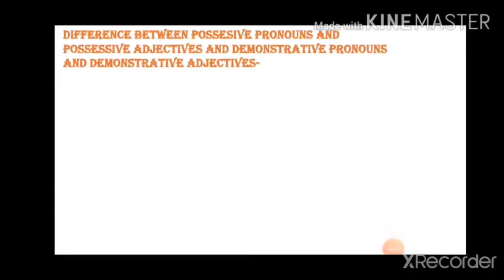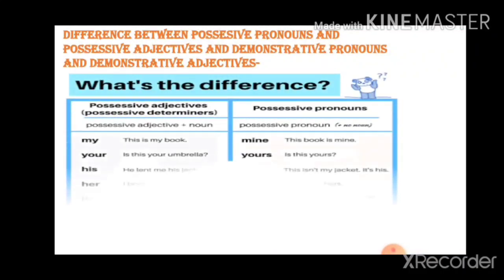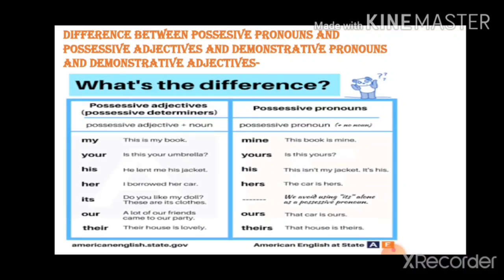Now, we will know about the difference between possessive pronouns and possessive adjectives, and demonstrative pronouns and demonstrative adjectives. You may get confused between these, because in adjectives also possessive is there, and in pronouns also it is there; in adjectives also demonstrative is there, in pronouns also it is there. So to clear your confusion, here I am. What's the difference you see?